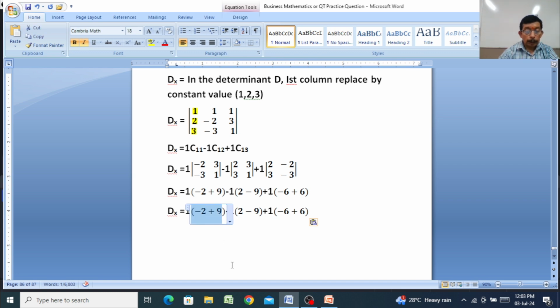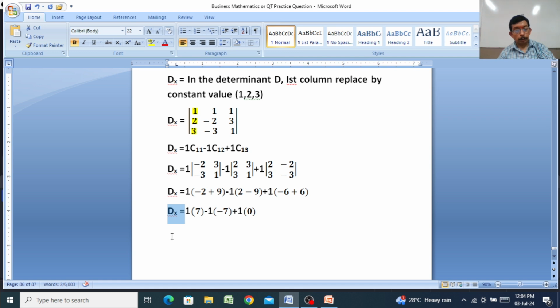-2 plus 9 is equal to 7, note down 7. 2 minus 9 is -7. -6 plus 6 is 0, note down 0. Now simplify. Dx is equal to 7, minus, plus 7, plus 0. Dx is equal to 14.